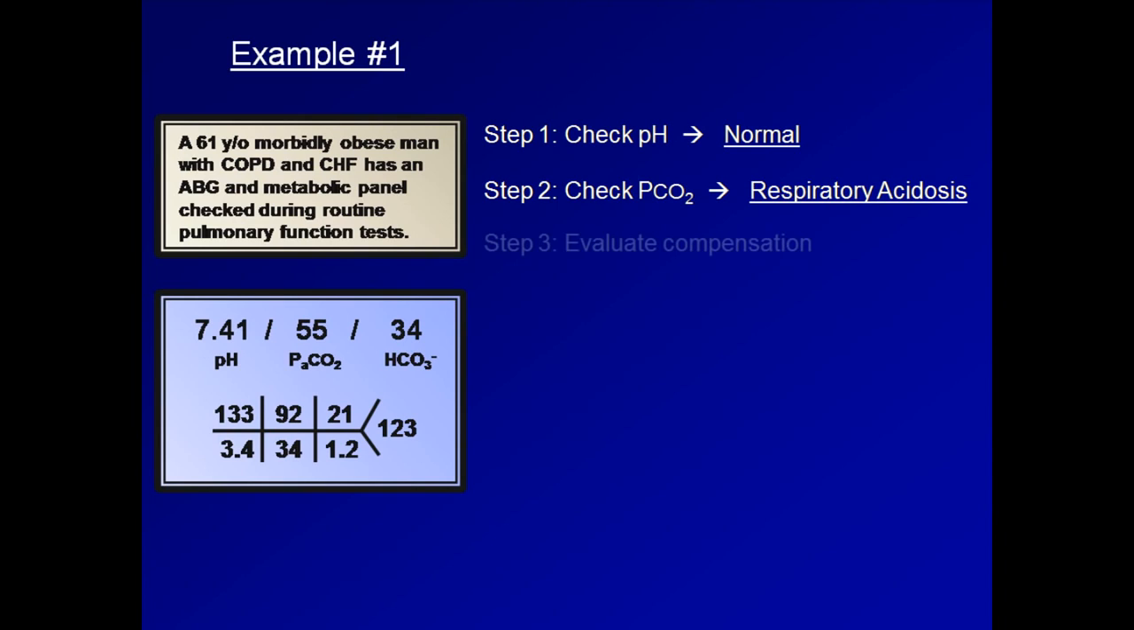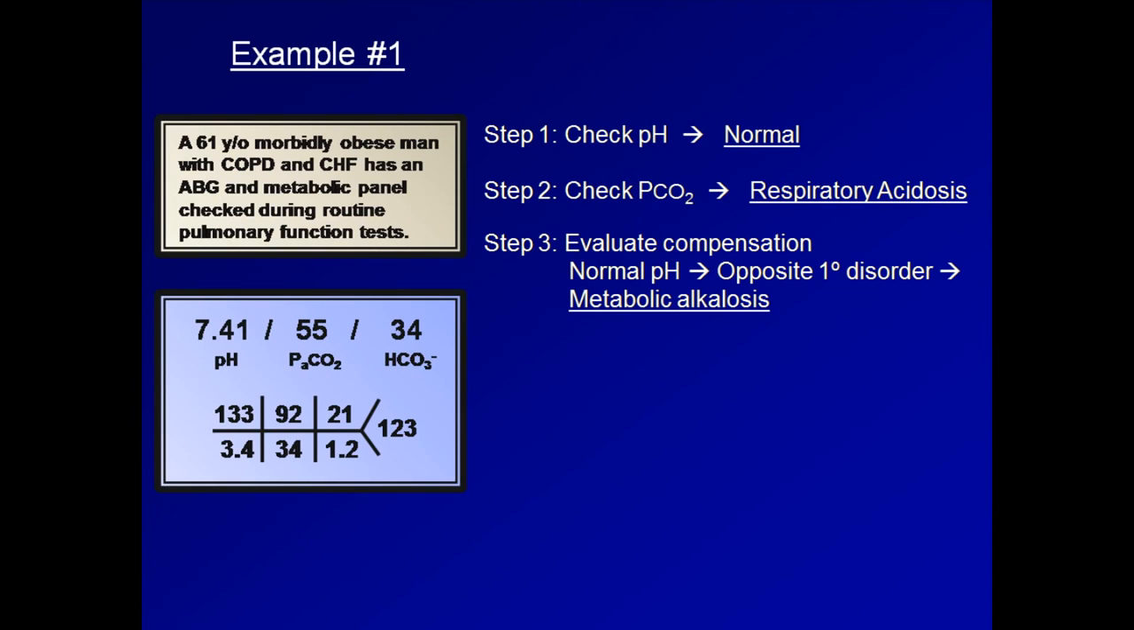Step 3. Evaluate compensation. As I've said in previous lectures, compensation for any acid-base disorder will tend to mitigate changes in pH, but it will not bring the pH back to normal. So there really isn't compensation to evaluate here per se, but rather the identification of the balancing disorder. If we know there is definitely a respiratory acidosis, in order to be left with a normal pH, there must be a primary disorder that is the complete opposite. Therefore, this patient also has a metabolic alkalosis.